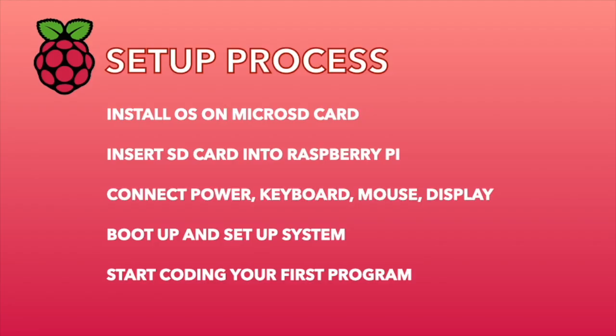Connect your keyboard, mouse, and monitor. Then plug in the power supply. The Pi has no power button, so it boots the moment power is connected. You'll see a rainbow screen briefly, then the desktop will appear. Follow the on-screen setup wizard to choose your language, time zone, and Wi-Fi network.